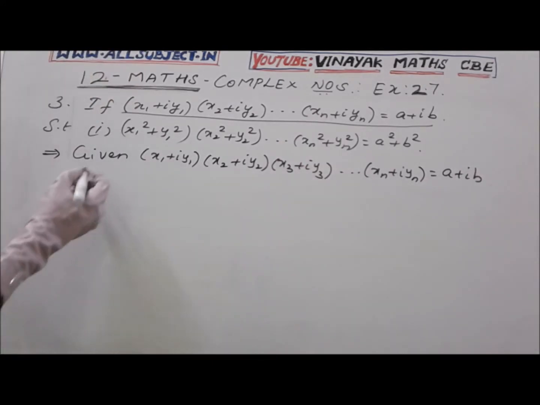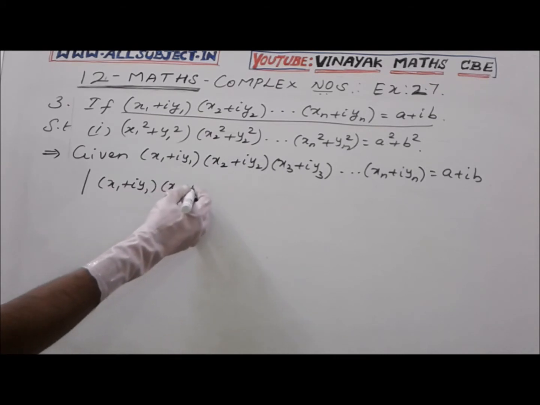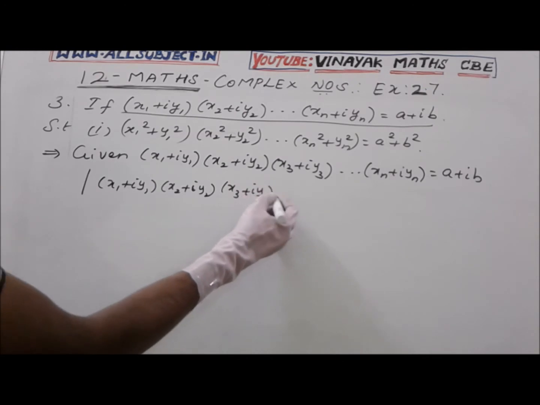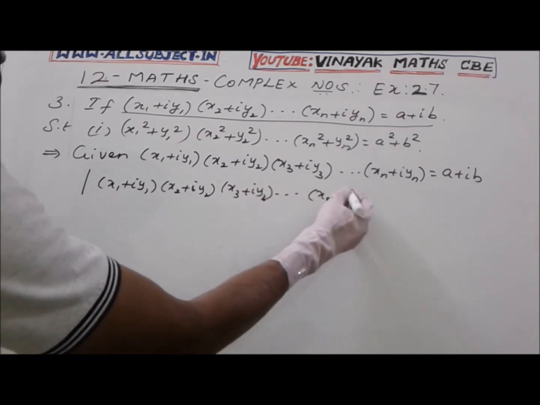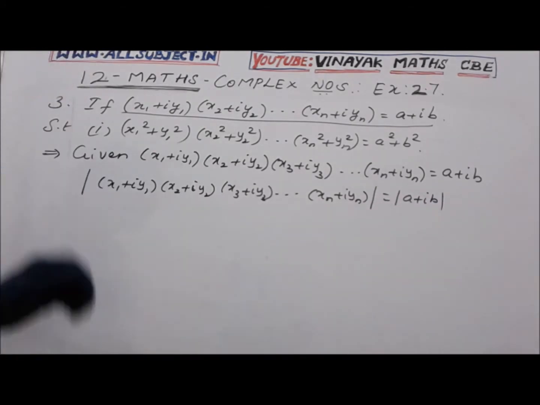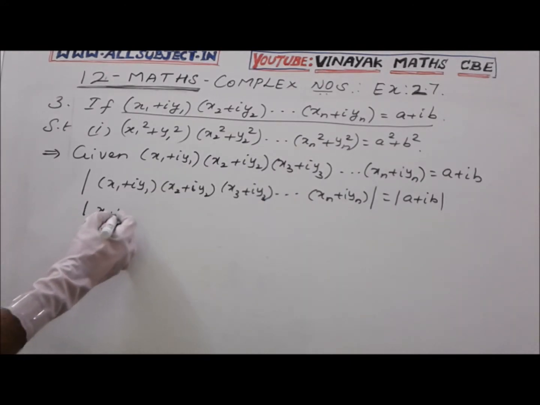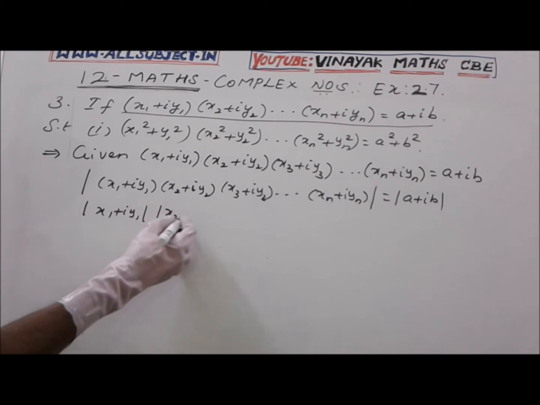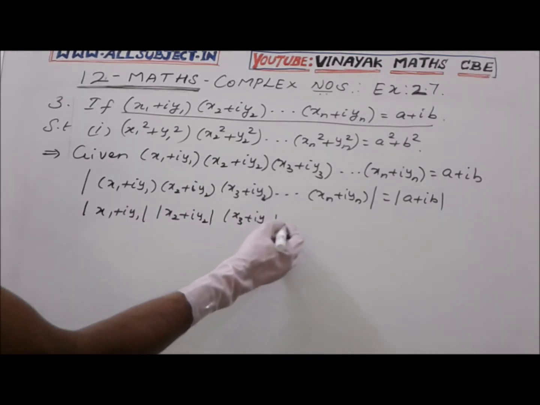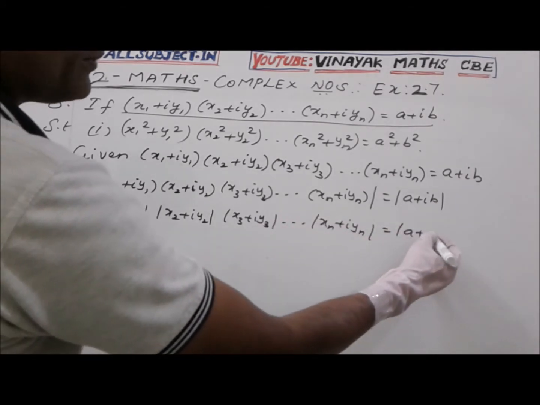Now taking modulus on both sides, modulus of (x1 + iy1)(x2 + iy2)(x3 + iy3)...(xn + iyn) equal to modulus of a + ib. Now I have taken modulus on both sides. Now we can split the modulus. So separating the modulus: modulus of (x1 + iy1) into (x2 + iy2) and (x3 + iy3) etc., modulus of (xn + iyn) equal to modulus of a + ib.